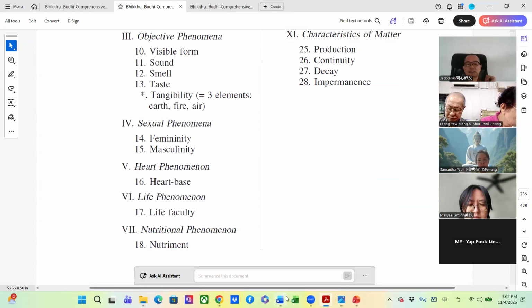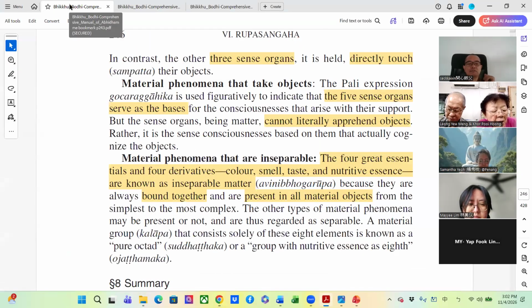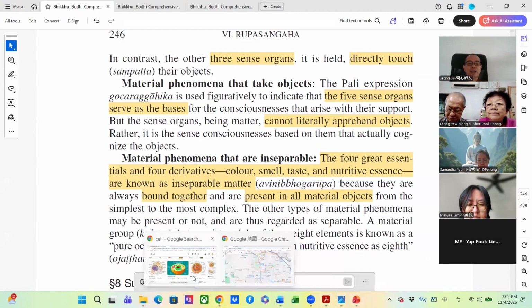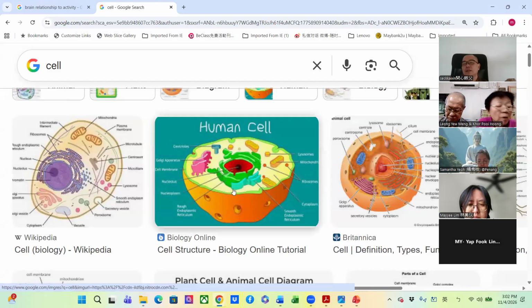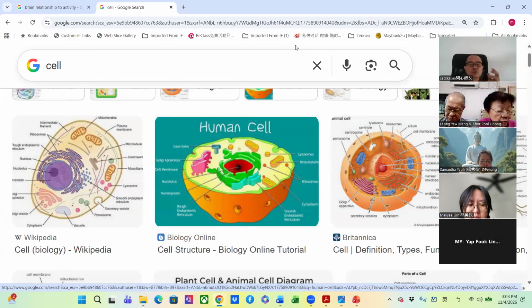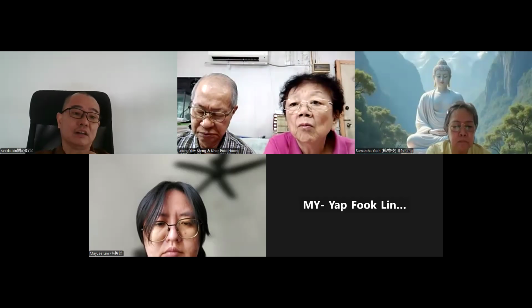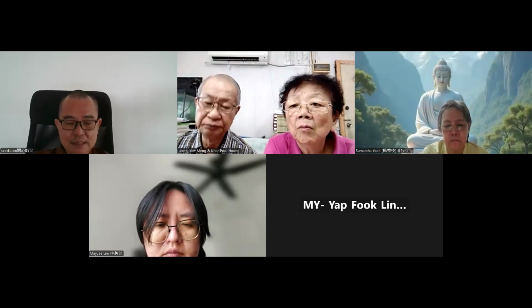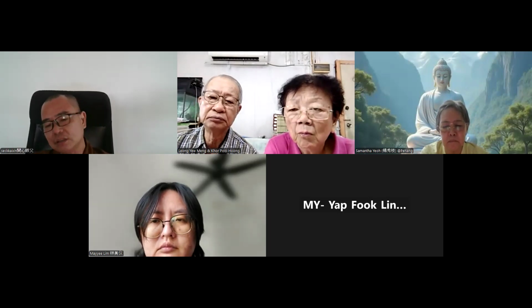It's a life faculty, right? Let's see. Nutrient essence. So nutrient means that in the cell, you are able to see different things, like the glucose, the amino acids, all this. So according to abhidhamma, they are the most fundamental elements in the kalapa. So this is what we cover for this section.